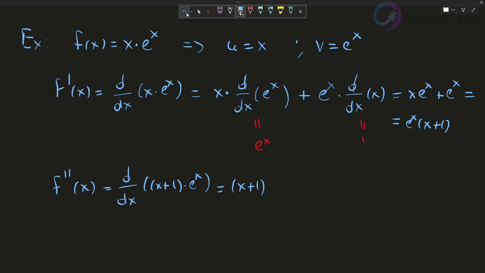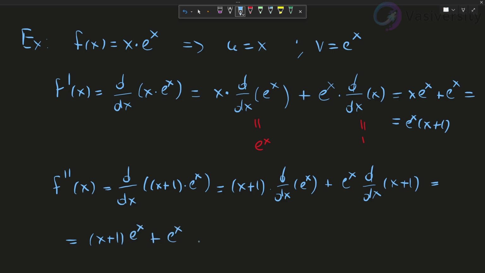Let's not skip it, times the derivative of x plus 1 e to the x, plus e to the x times the derivative of x plus 1. Again, by using the rules, we're going to get x plus 1 e to the x plus e to the x, which will be equal to x plus 2 e to the x.